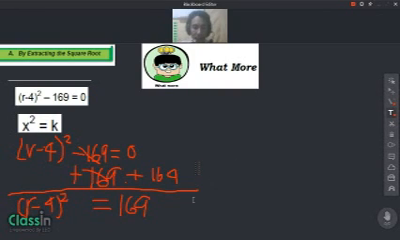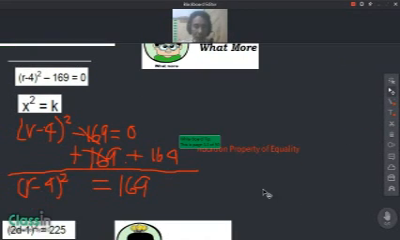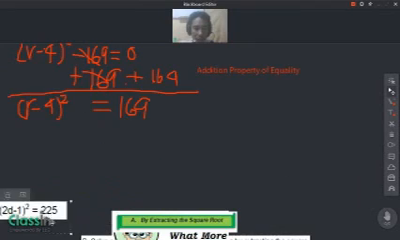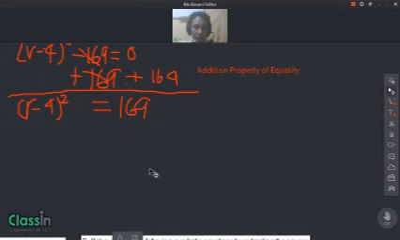So in this portion, we apply the addition property of equality. Now, this is in the form x squared equals k. Then we will extract the square root.